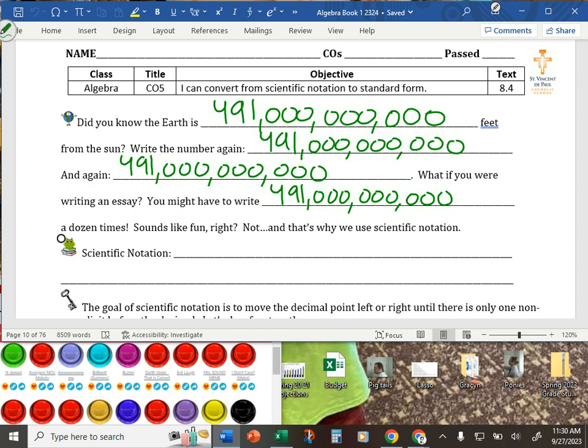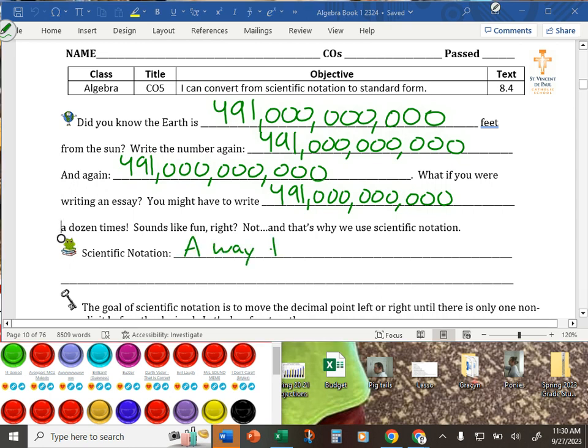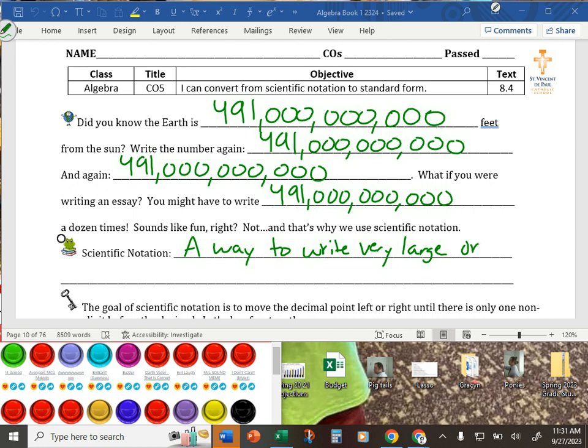Light. So this is why we have scientific notation, okay? If you are in a field that deals with very large or very small values, you don't have to write the entire number out. Scientific notation is a way to write very large or very small values using powers of 10. That's why you learn this in math class, because it really boils down to using powers of 10.